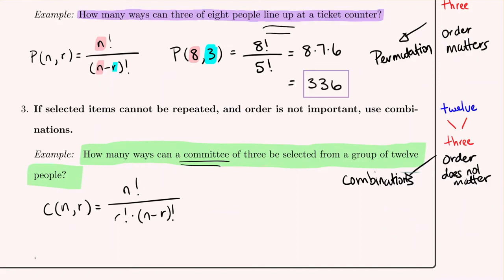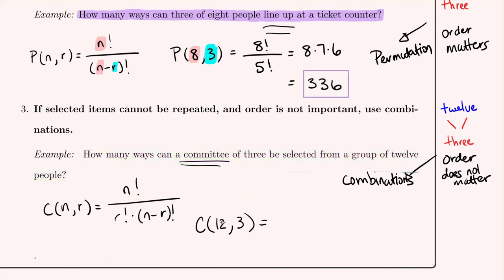Next, our final example, because it's a committee and order doesn't matter in committees, we're going from a larger group to a smaller group. We know we use the combination formula. Here in particular, it's the combination from 12 as the larger group to only 3. And our formula says you take the 12 factorial over 3 factorial times 12 minus 3 factorial.